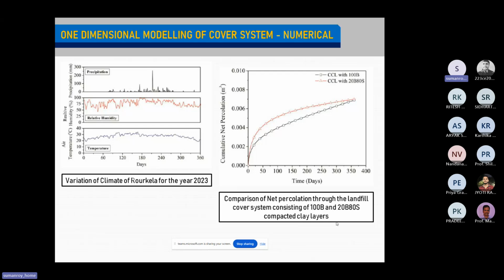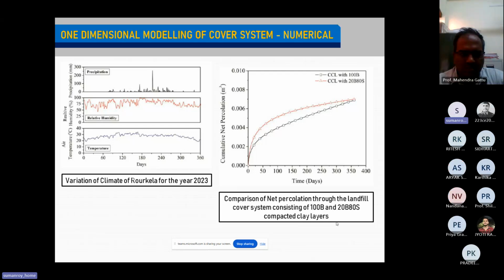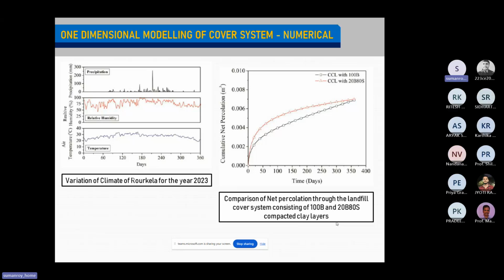As I've said earlier also, it's not only about the permeability. It also depends on the climatic conditions, and on how your volume change is varying, how your water content is varying. All those things are important, and you see that at the end of the winter season they are showing almost the same level of percolation. There is not much difference in the percolation whether you use 20 bentonite 80 sand or 100 bentonite as a whole.